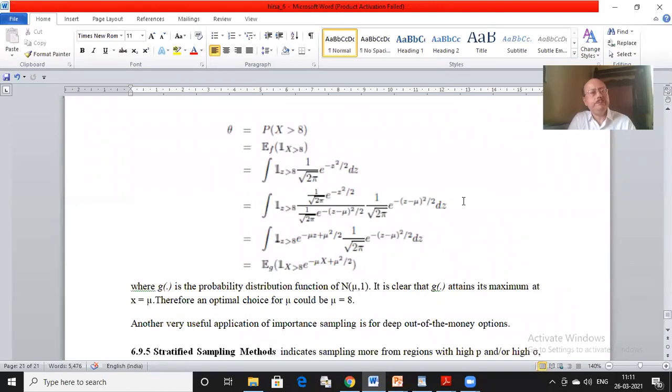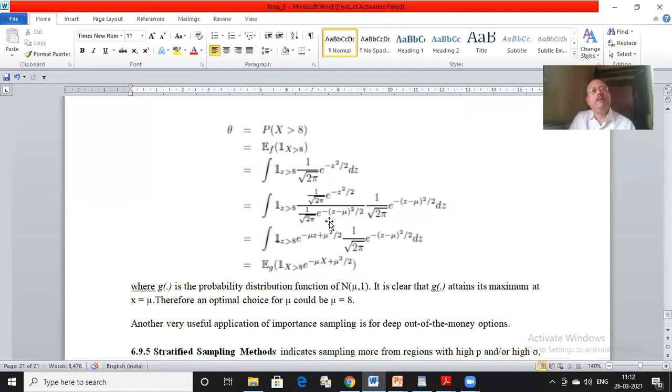So what will we get? This is our original target, probability x greater than 8, which is the expectation of the indicator that x is greater than 8 under probability x. And this is a very, very rare event. So this expectation is very, very small. So estimates will most often be 0. Now this is equal to this integral. I just write the normal 0, 1 density here.